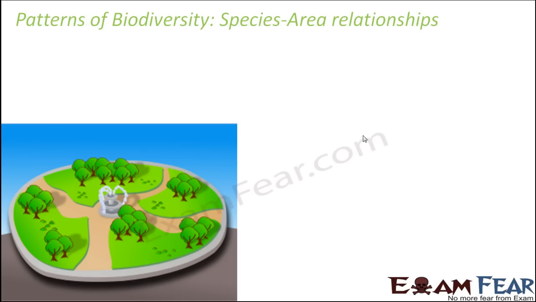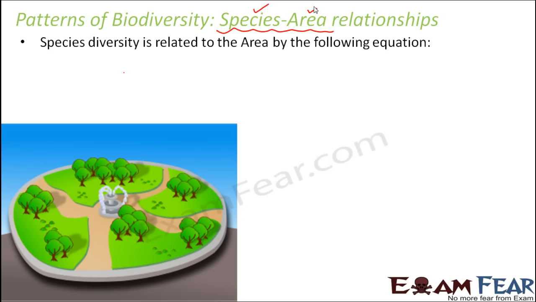So now the next pattern of biodiversity which we are going to talk about is species area relationships. As the name suggests, it is going to be some sort of relationship between the species and the area where they live in. So basically this will give us a relationship between species diversity and the area.